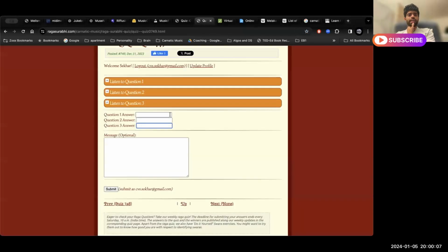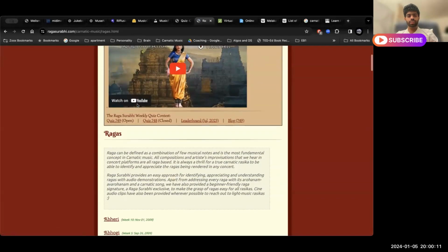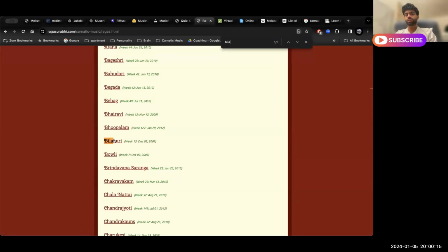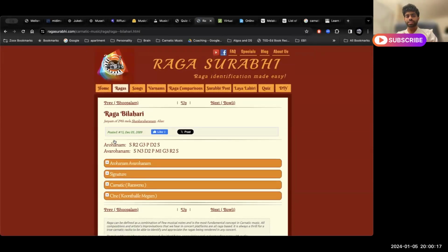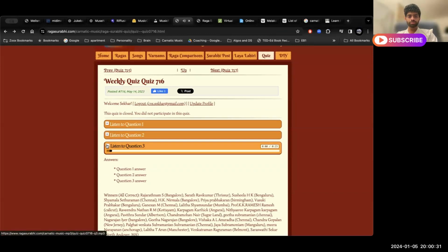Before we do this, I also like to listen to a clip in Bilahari to get a feel for it, so that I'm training myself as I learn how a raga sounds. Because we just don't want to do this mechanically forever. We want to do this mechanically so that eventually we will get the intuition. So let's listen to the tune again.